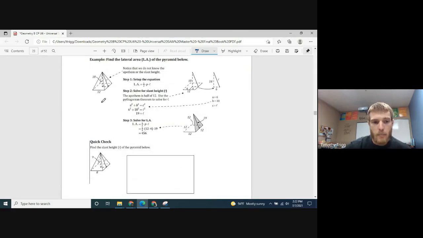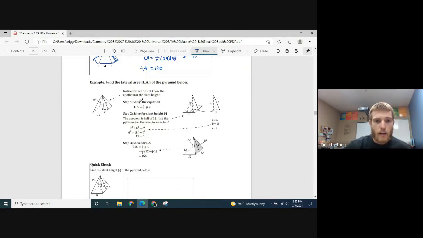Now, what about an example? Here they're asking for the lateral area, but there's a problem. In order to find the lateral area, we need L. But they don't give us L. You see, it just has a letter L. They don't tell us what number that is. What's that length? We don't know.